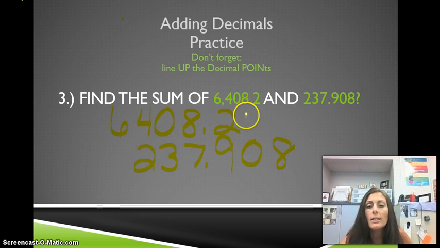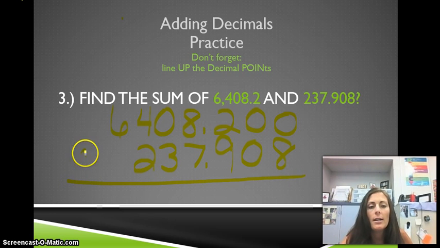If you've noticed, one of the things we need to do is fill in the empty spaces with zeros on this one. Then we can go ahead and begin adding. 0 plus 8 is 8. 0 plus 0 is 0. 9 plus 2, 9, 10, 11. Carry your 1. 8 plus 1 is 9, plus 7, 11, 12, 13, 16. Carry your 1. 3 plus 1 is 4. 4, 5, 6. And bring down your 6.